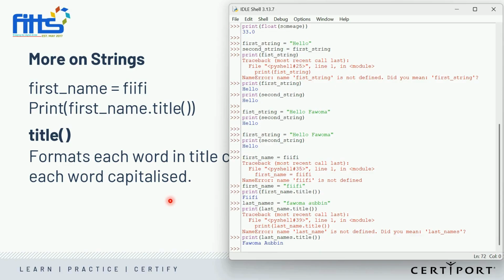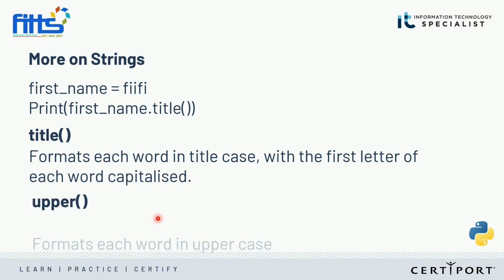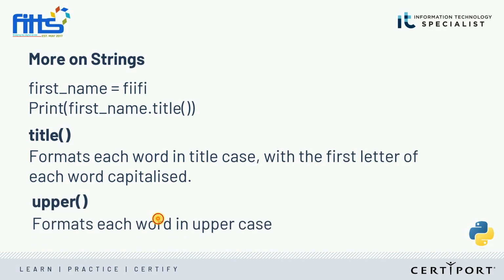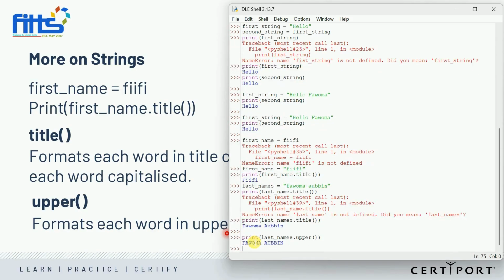So that is the use of the title method on a particular data type or on a particular variable. So don't forget that. This is our variable dot the method. So title. Well done. Then we can also do upper. It formats each word in uppercase. So I want to print last names dot upper. Hit. Now you get all of these in uppercase.